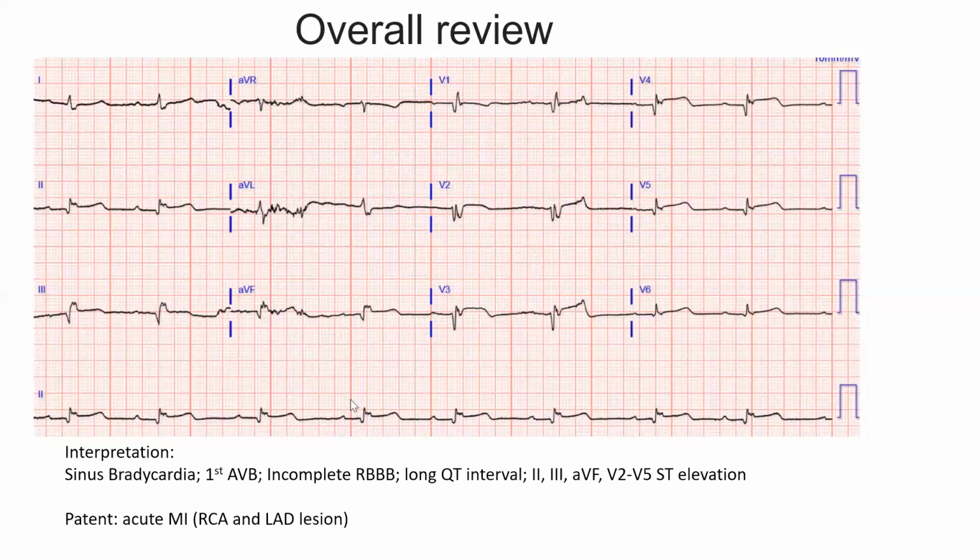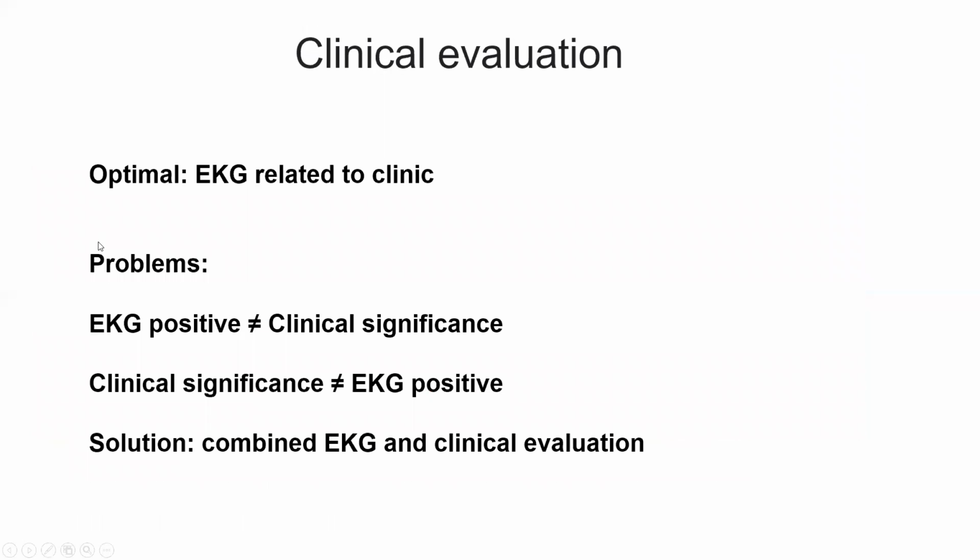Based on the real condition, the patient has an acute MI, with a right coronary artery lesion based on the angiography result. So that's the overall review. And remember what I mentioned: last but not least, we need to relate the EKG to the real clinical condition of the patient.